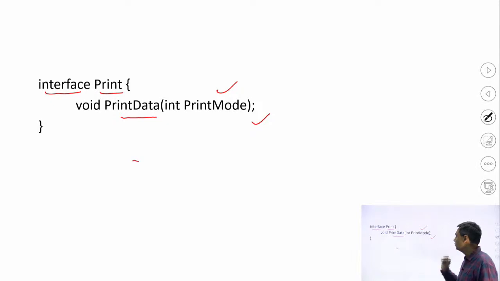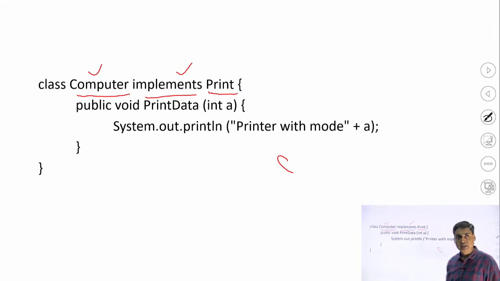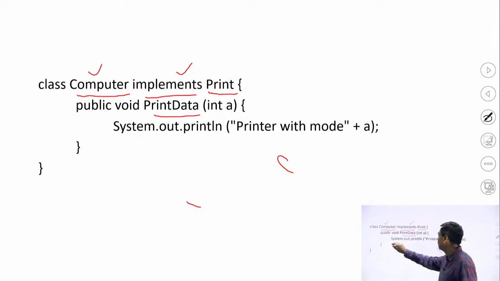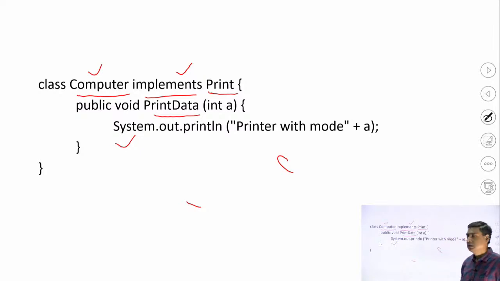Now to give a definition of this abstract function, we need to use a class. Now this function consists of a statement, system.out.println. It is an instruction, that is, we are giving the definition of the abstract function. So there are two steps that I discussed. First step is to define the interface, second step is to implement the interface.